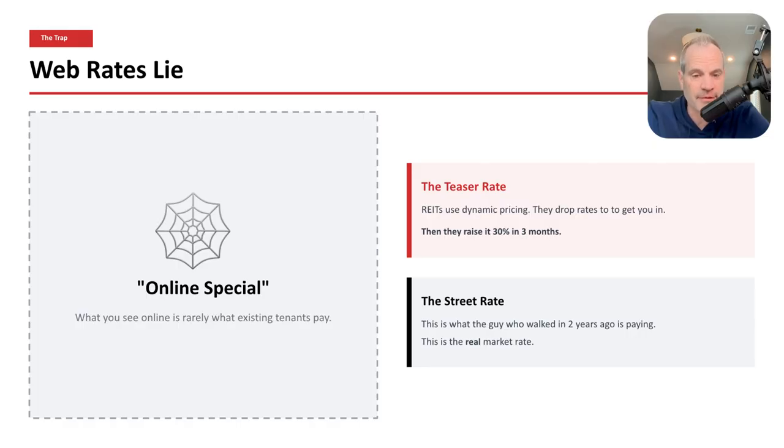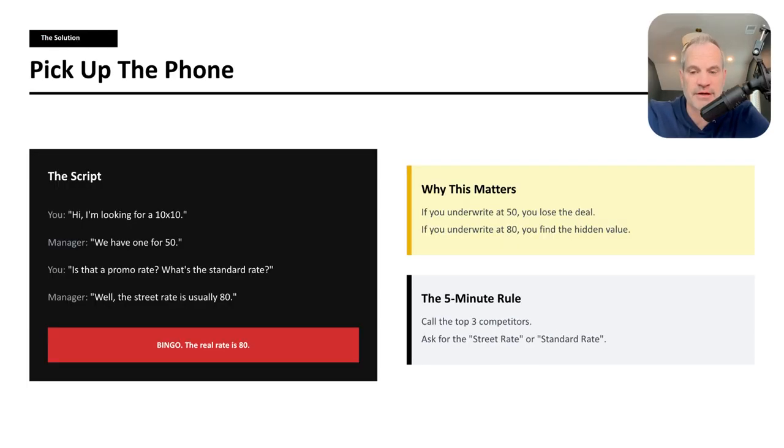So how do we get to the real number? Well, we're going to use a simple trick that exposes the pricing game. And that trick is simple: we just compare the walk-in rate to the web rate. What is the walk-in rate? Well, let's start with the web rate. The web rate is what you see when you go to the facility's website. We call it the street rate or the web rate, right? And it's usually the highest possible price.